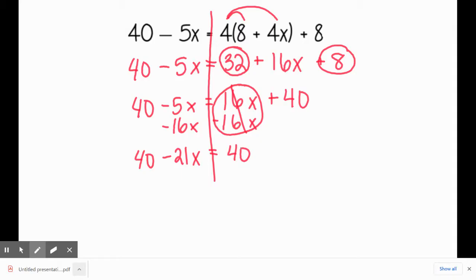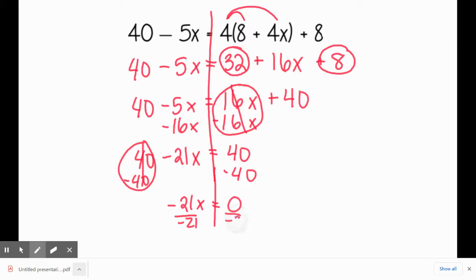So now I want to get rid of this 40. That's a positive 40, so to get rid of it, I'm going to subtract 40 from each side. 40 minus 40 is 0, so that cancels. And you'll notice that I also have 40 minus 40 on the other side, which is 0. But I can't leave this blank, so I'm going to put 0 there. So that's going to be negative 21x is equal to 0. And I know anything times 0 is 0, or I can divide both sides by negative 21, which is still 0. So x still equals 0.